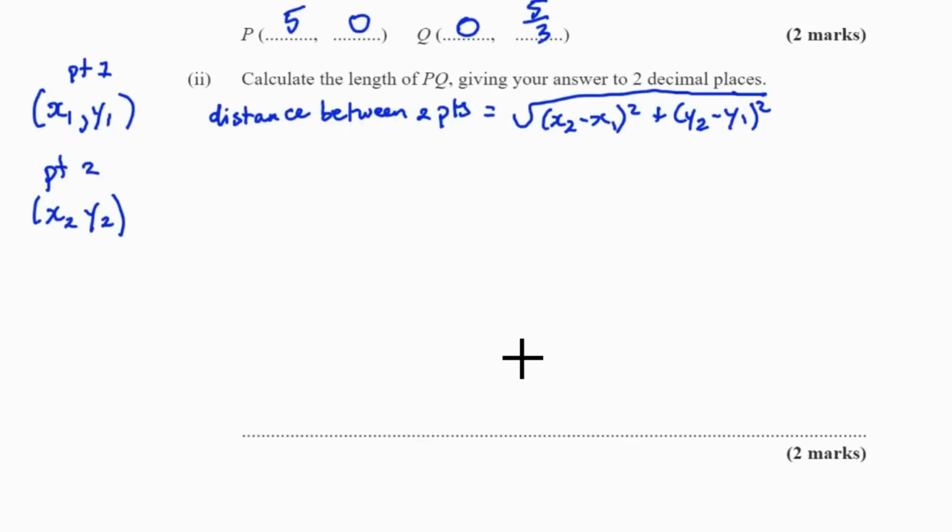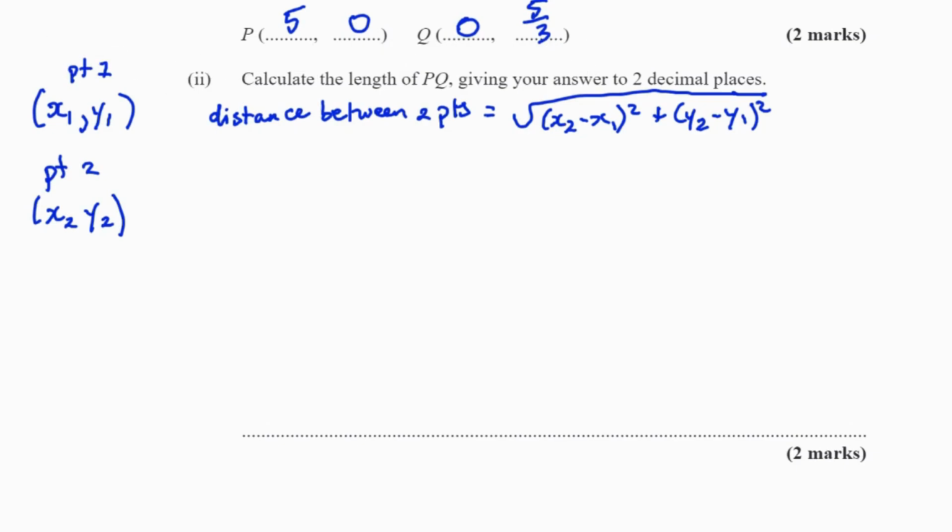For the second part of A, we are asked to calculate the length of PQ, giving your answer to 2 decimal places. So the length of PQ is going to be the distance between these two coordinates that we have already gotten. P is (5, 0), Q is (0, 5/3).